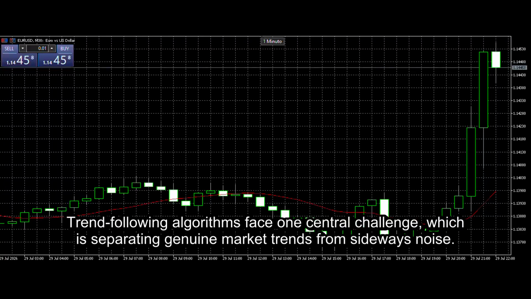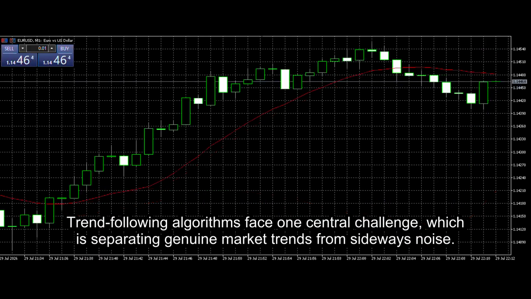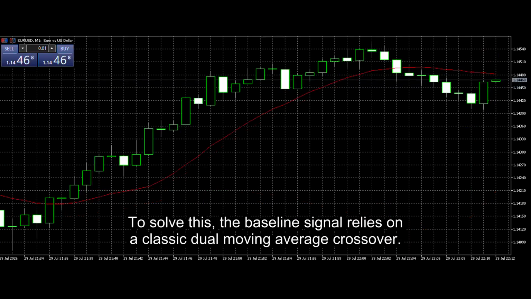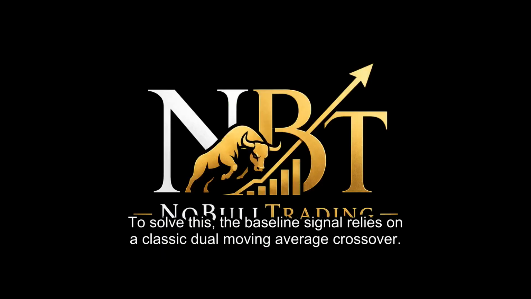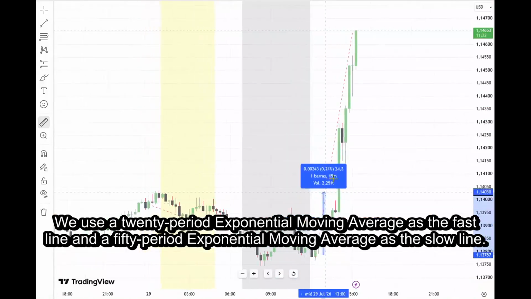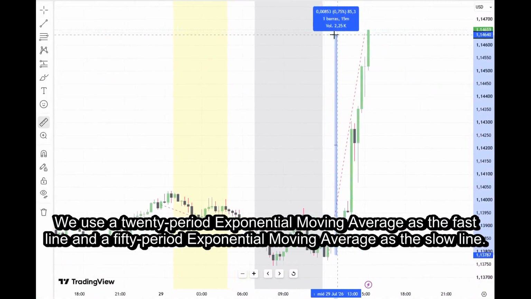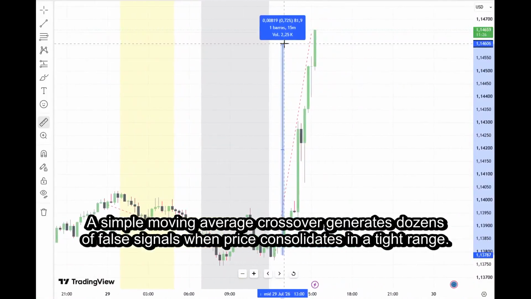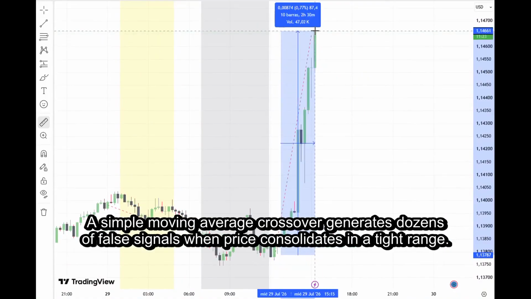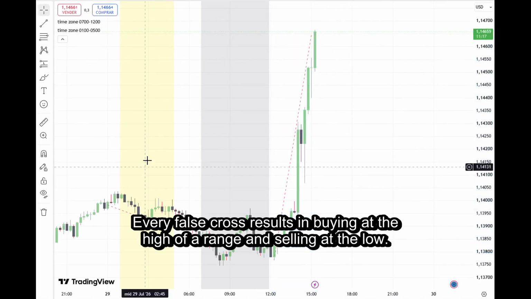Trend-following algorithms face one central challenge, which is separating genuine market trends from sideways noise. To solve this, the baseline signal relies on a classic dual moving average crossover. We use a 20-period exponential moving average as the fast line and a 50-period exponential moving average as the slow line. A simple moving average crossover generates dozens of false signals when price consolidates in a tight range. Every false cross results in buying at the high of a range and selling at the low.